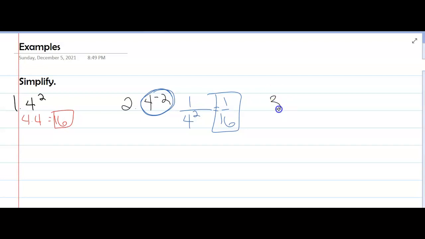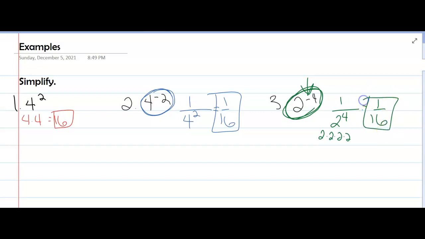Okay, number 3, let's switch it up a little bit. Let's do 2 to the negative 4th. Now, once again, I like doing the circling thing. So I see 2 to the negative 4th. I see a base that has a negative exponent. So I'm going to circle the 2 to the negative 4th, which tells me the 2 needs to move. The 2 needs to be flipped down to the denominator, which means the 4 becomes positive. So it's going to be 1 over 2 to the 4th. Remember, 2 to the 4th means 2 times 2 times 2 times 2. 2 multiplied by itself 4 times, which is going to be 1 over 16.